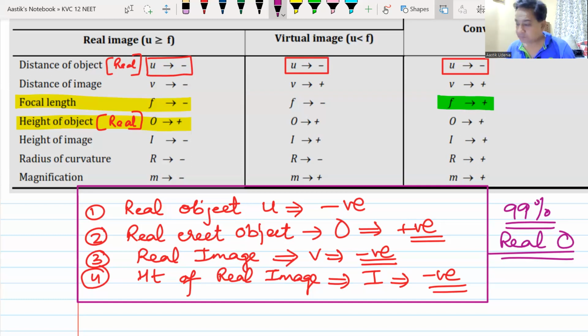Homework, if you can do it. I have not told you how virtual objects are created, but that is your task, that is your homework that I'm going to give you. When will you get a virtual object? If I hold this, it is a real object. If I put it in front of a mirror, it will be a real object. It might create a virtual image, it might create a real image. But in which case are we going to get a virtual object?